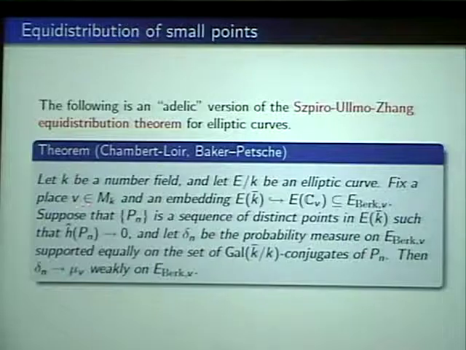And it just says that if K is a number field and E is an elliptic curve, you fix a place v, you fix an embedding of E of K bar into the corresponding Berkovich space, take any sequence of points over K bar whose heights go to 0, take the probability measure supported equally on the Galois conjugates of those points. Then those point masses converge weakly to this canonical measure. And this works uniformly at all places v, and the proof is the same at all places v. So there's a nice way to do this simultaneously.